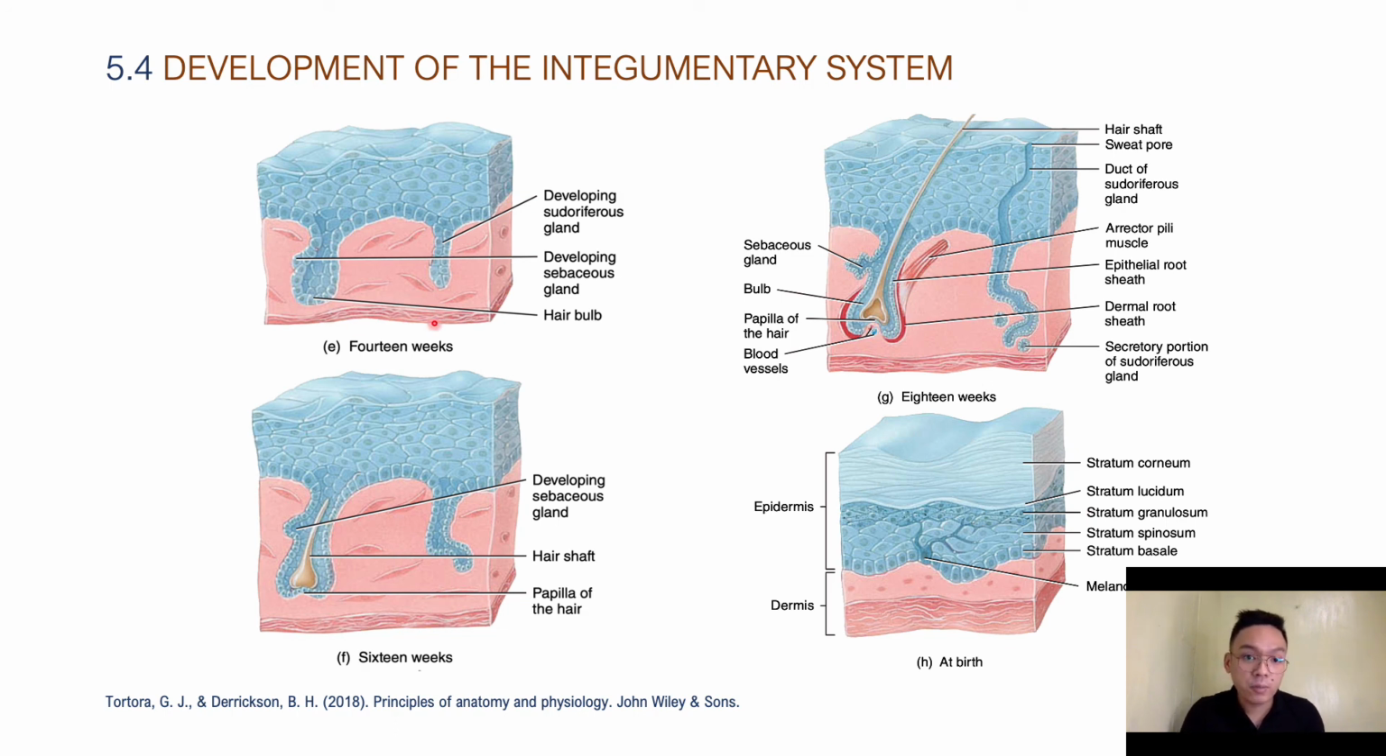You'll see here at 14 weeks, there are the developing sebaceous glands and the hair bulb. At 16 weeks, developing sebaceous glands, the hair shaft, and the papilla. At 18 weeks, you'll see the arrector pili muscles and the epithelial root sheaths. The hair shafts are developing, and at birth you can see the epidermal layers and the melanocytes present.